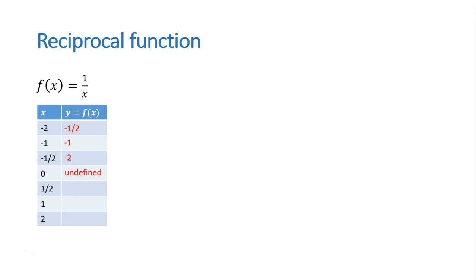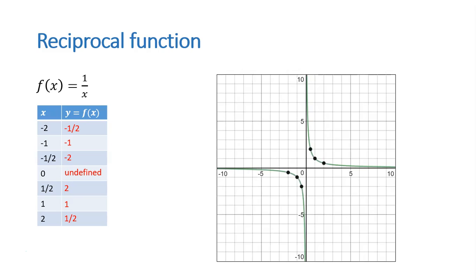That's going to correspond to something very specific on the graph that we'll see in a minute. For our positive inputs, again, we just take the reciprocal, flip the number upside down, but in this case, the result is positive. So if we were to graph all of these points on the coordinate plane, we have a very specific, unique looking graph.